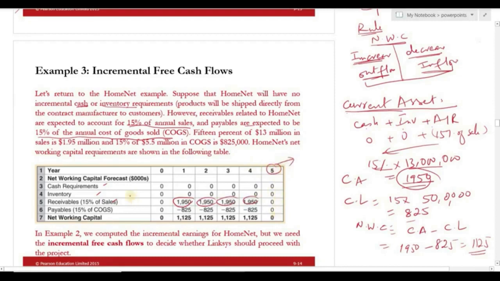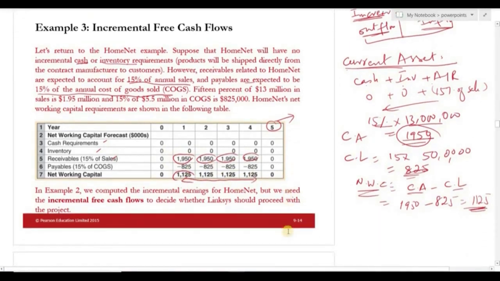It will be 0. Okay, and payables are also 15% of CGS. 15% of CGS is 825. So you can get it here. And the net working capital is current assets minus current liabilities, that is 1125. So you get it for 4 years. Okay, last year we cannot do that because that is an asset life, not the project life.